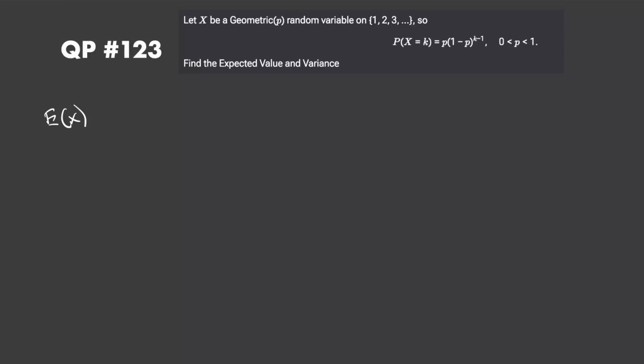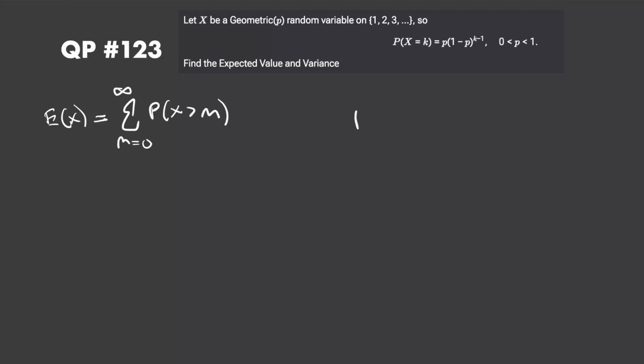Now actually a much easier way to get the expected value and variance, especially the expected value, is just to use the tail sum formula. So we showed that in QP122, if x is a random variable that takes values in the non-negative integers like it does here, then the expected value of x, we can express that as a sum from m equals 0 to infinity of the probability that x is greater than m.